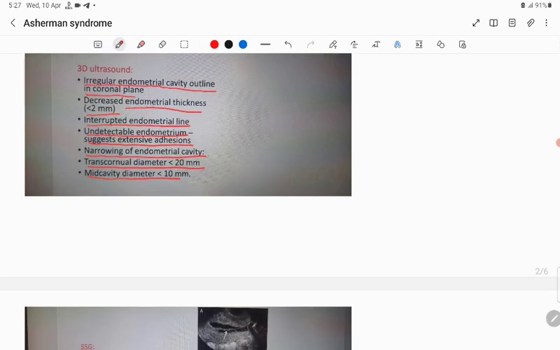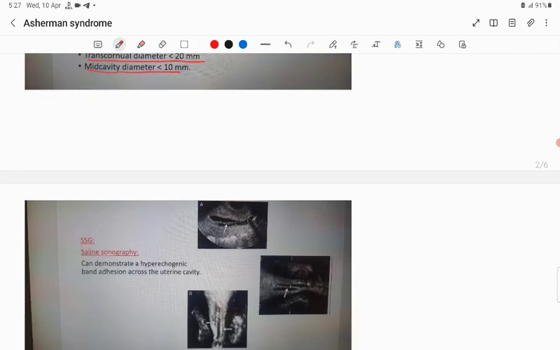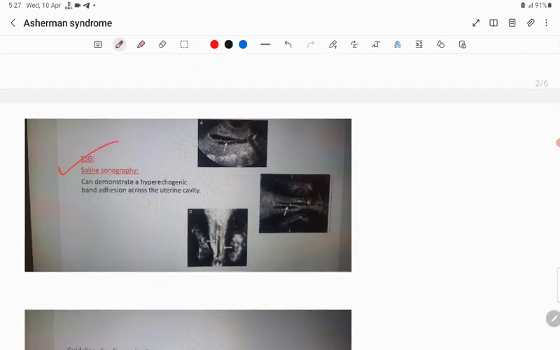So what are the 3D ultrasound findings? Irregular endometrial cavity outline in the coronal plane, decreased endometrial thickness of less than 2 mm, interrupted endometrial line, undetectable endometrium suggesting extensive adhesions, narrowing of the endometrial cavity. The cavity is narrow, there is a filling defect, transcornual diameter is less than 20 mm, and mid cavity diameter is less than 10 mm. Saline sonography can demonstrate hyperechogenic bands of adhesion across the uterine cavity.